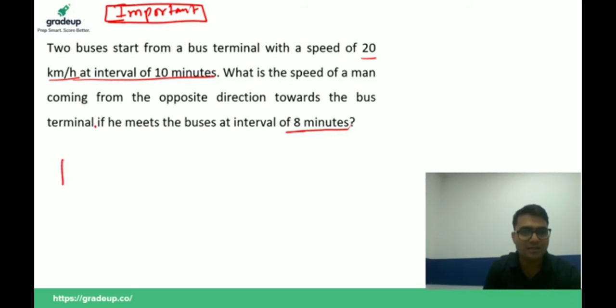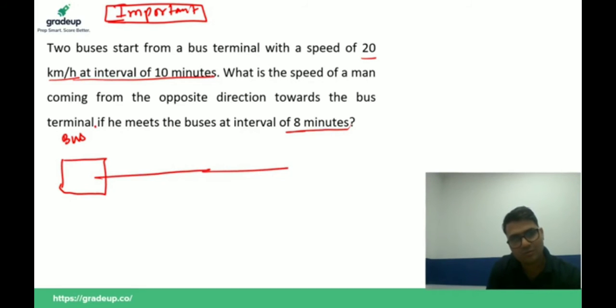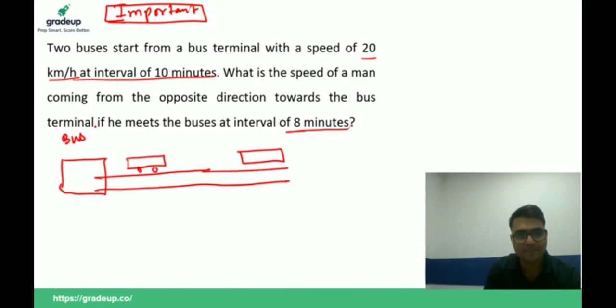Suppose this is the bus terminal. Okay, and 2 buses are departing from here at an interval of 10 minutes with a speed of 20 km per hour. Okay, is it clear? And a man coming from the opposite direction.